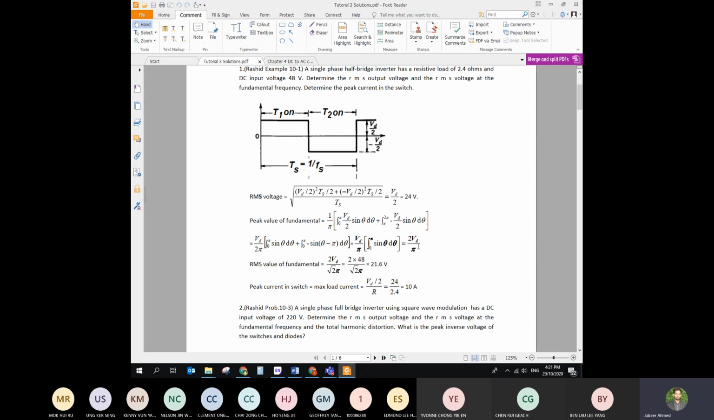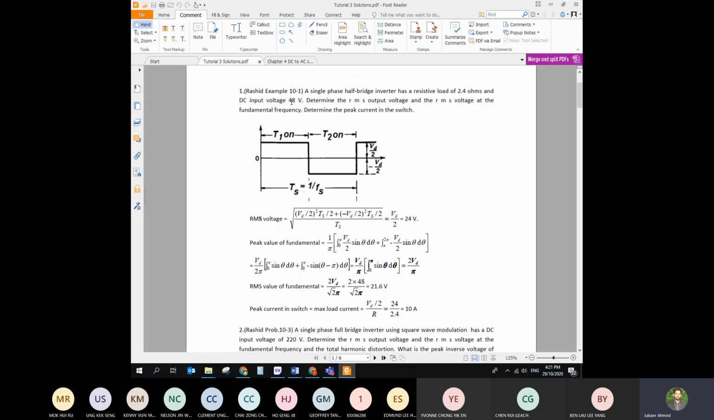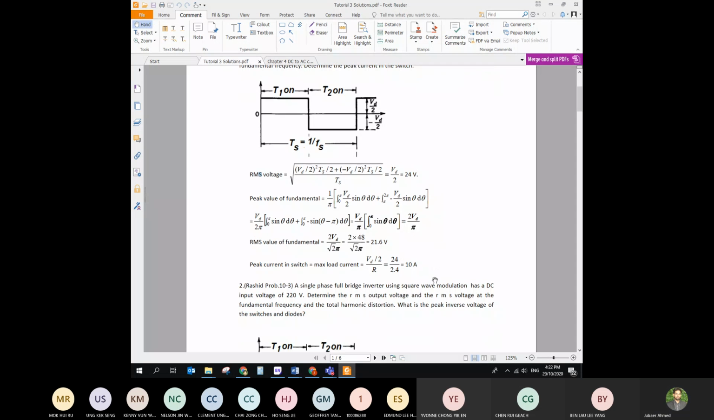And if you take the RMS, you just have to find the RMS of that. Applying the voltage, what is the voltage of Vd? 48 volt. So the RMS of the fundamental, if you apply Vd as 48 in the equation, is going to turn into 21.6 volt.